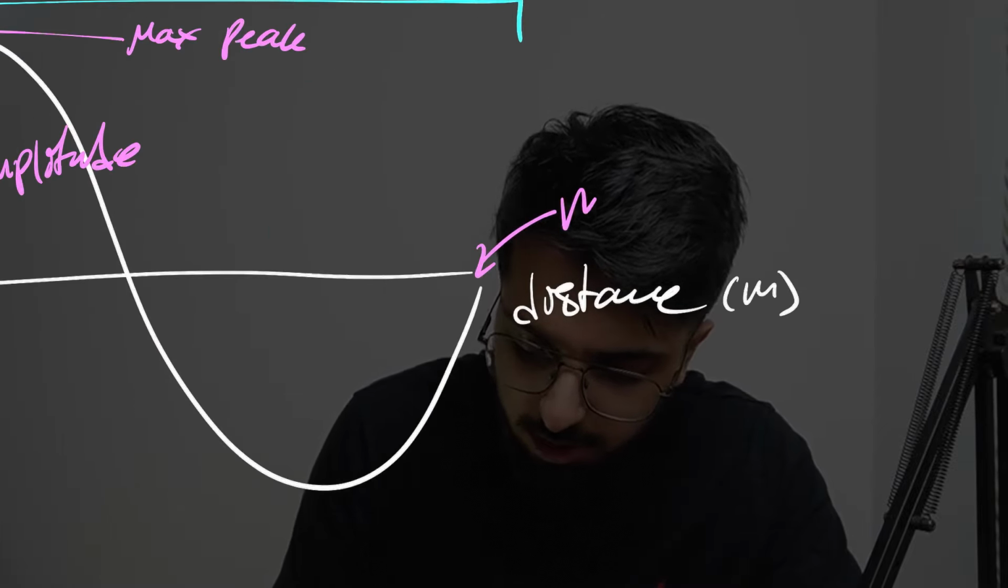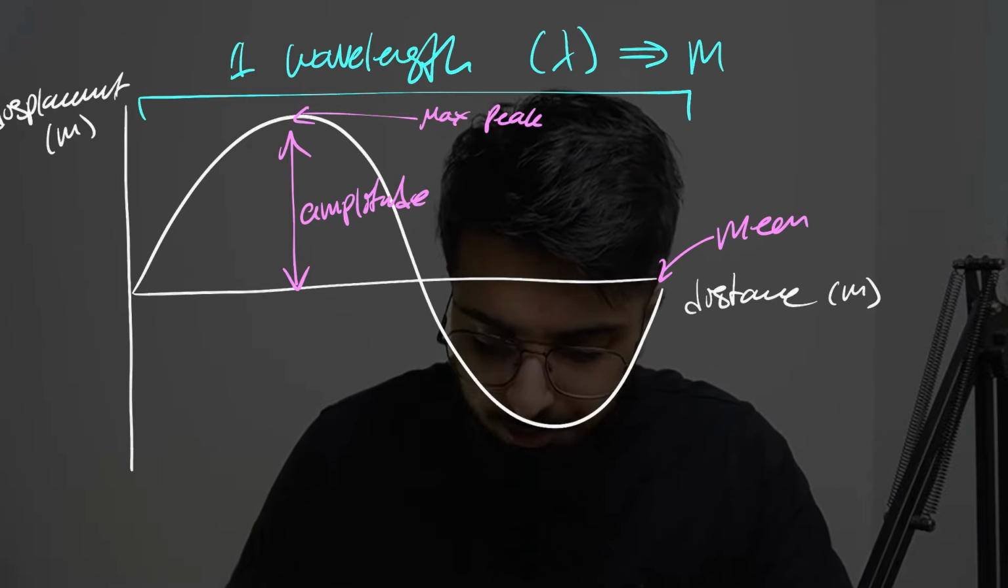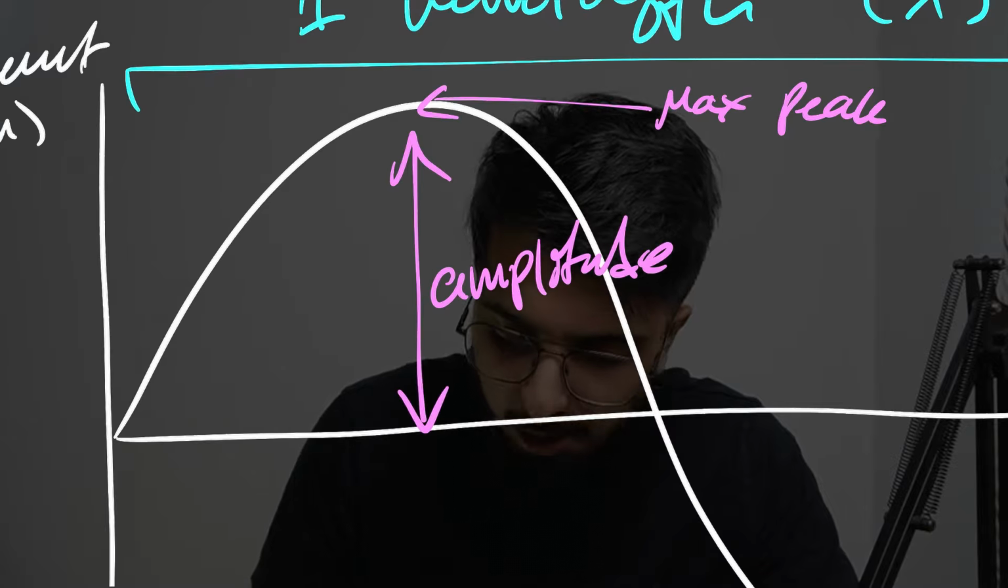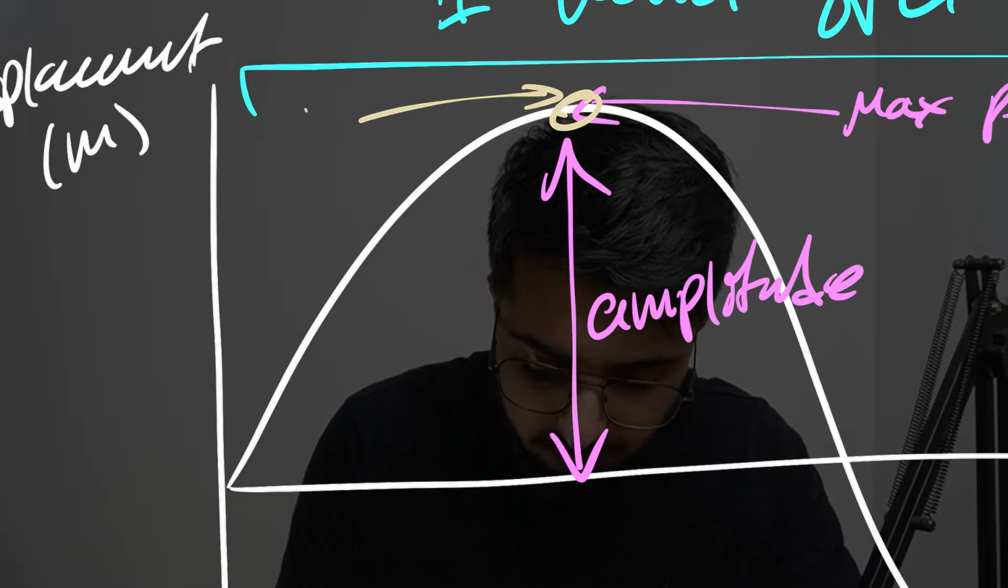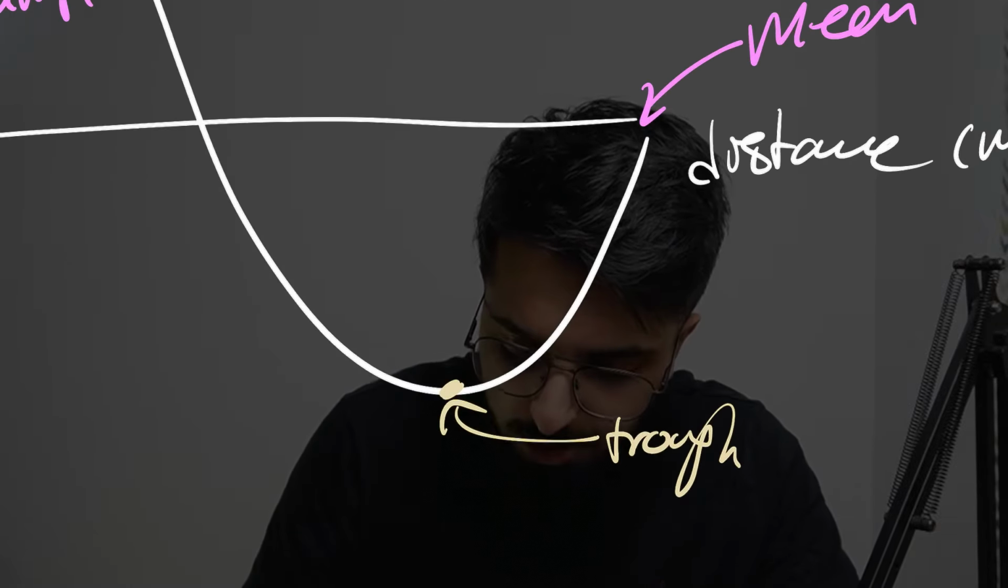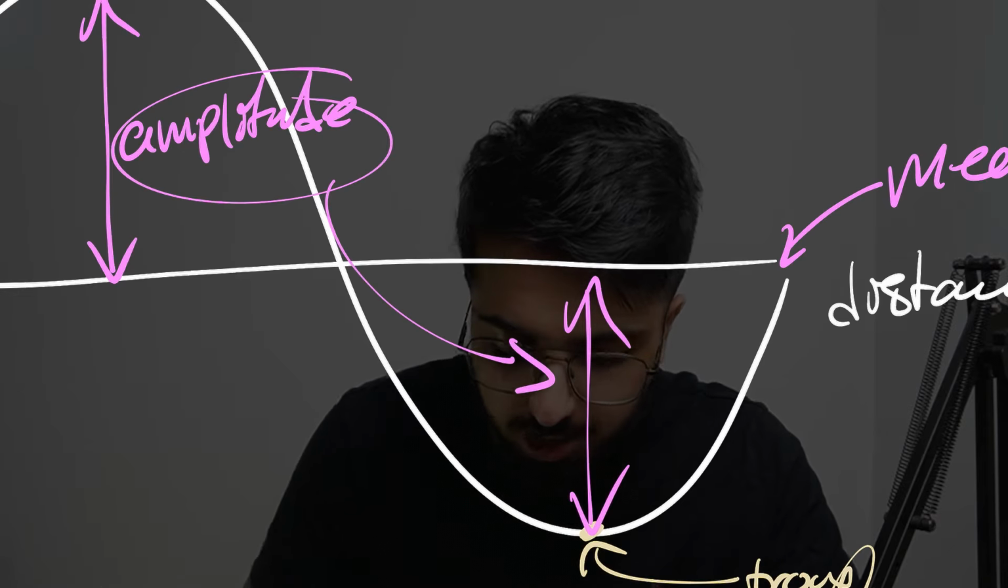So this is the mean position. This line right here is the mean, okay? So that's the amplitude, right? We should also remember that our max peak is also known as a crest, and our minimum is also known as a trough, right? So our amplitude is also this distance right here, okay? Same value as this. So that is also the amplitude.